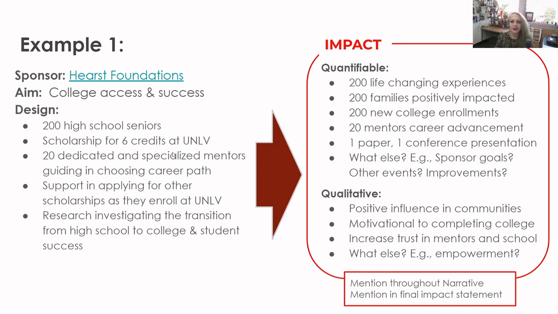How do you translate that into impact? So you can quantify a few items: 200 life-changing experiences, 200 families positively impacted, 200 new college enrollments if they all enroll at the end of the program, and you have 20 mentors that participate. Maybe you produce a paper, a conference presentation, things like that you can quantify. And then you have a qualitative level of impact that you can also bring in, which is the positive influence in the communities, maybe some motivational aspects in completing college, maybe increase in trust of these students and their mentors and things like that you can bring in.